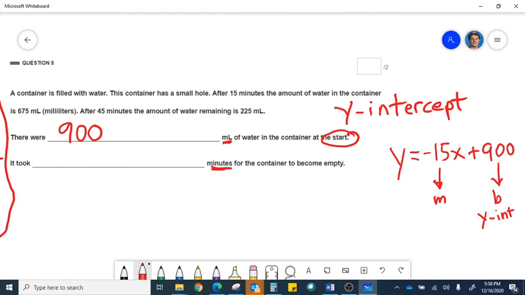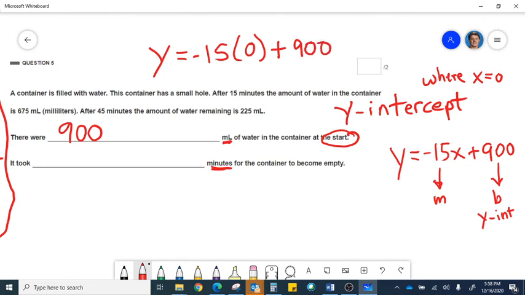So another way of looking at that is saying, okay, the y-intercept is where x equals 0. So to prove it, I'm going to plug it in and make sure. So y equals negative 15x plus 900, the same equation again. I'm going to plug in 0 for x, and then I want to figure out what y is. Negative 15 times 0 just gives me 0. Anything times 0 gives me 0. So what's left? y equals 900. So 900 is my y-intercept.